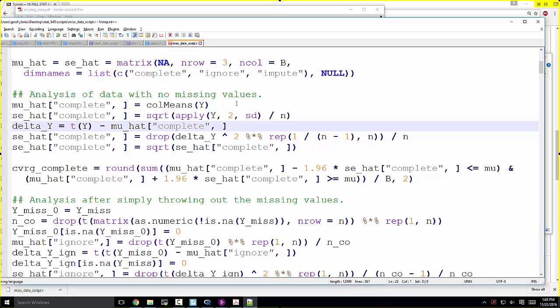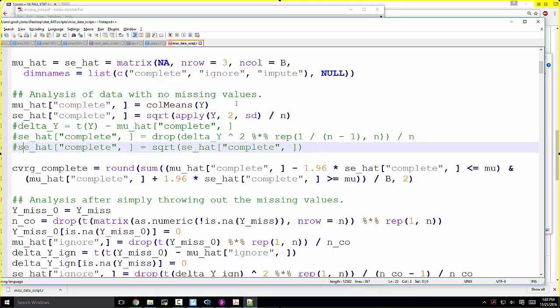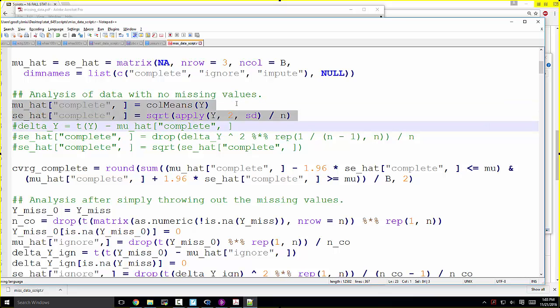So I'm going to comment this out. We don't need this code anymore because the above does it as well. So let's get these computed here.